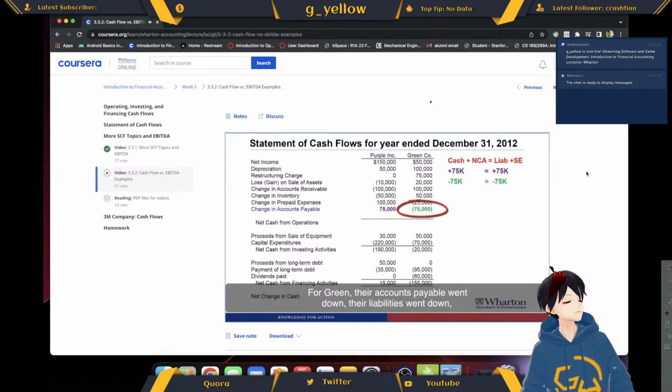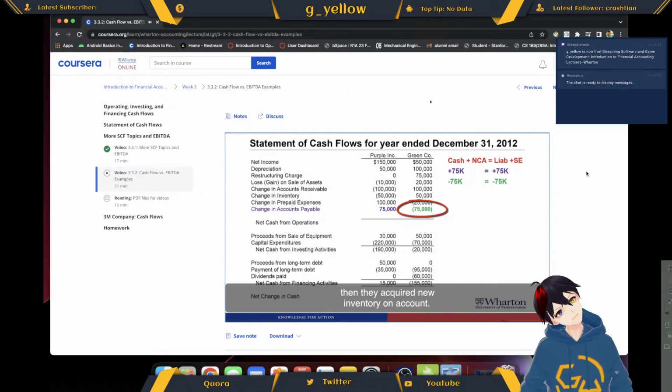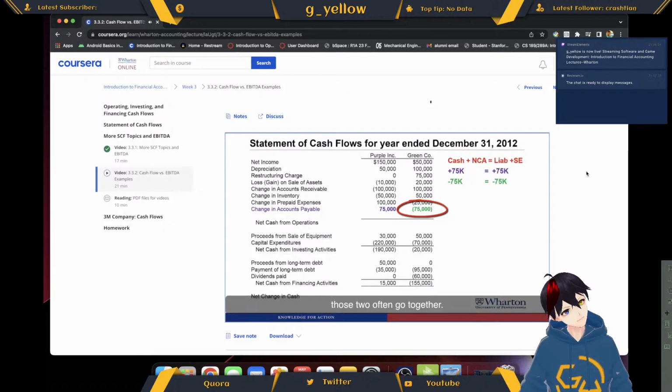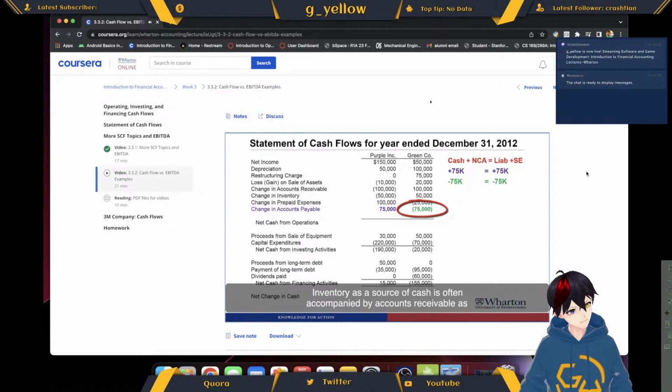For green, their accounts payable went down, their liabilities went down, and so we have to subtract that on the cash flow statement to stay in balance. What happened here is green actually paid more cash to their suppliers than they acquired new inventory on account, and that actually makes sense because we actually saw their inventory reduce, so those two often go together. Inventory as a source of cash is often accompanied by accounts payable as a use of cash, as you're paying off more creditors than you're adding in new accounts payable.